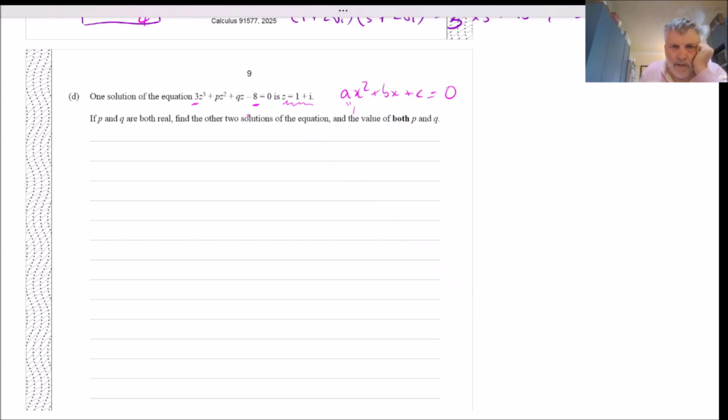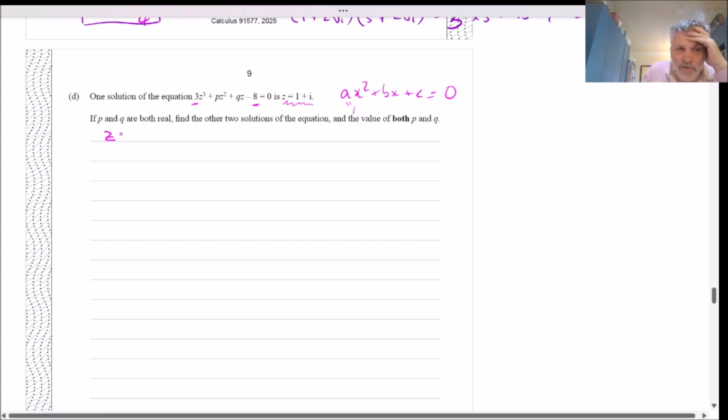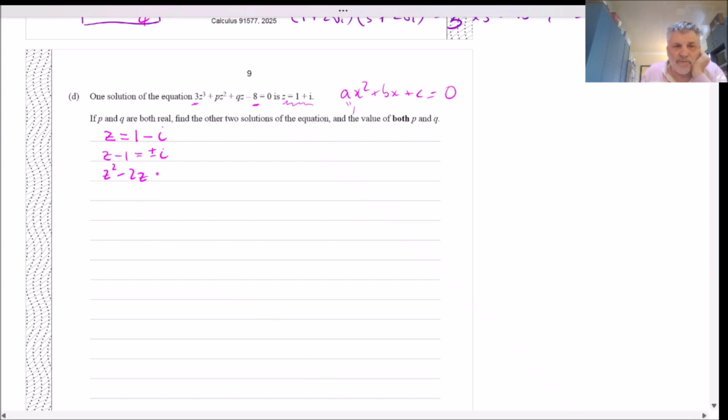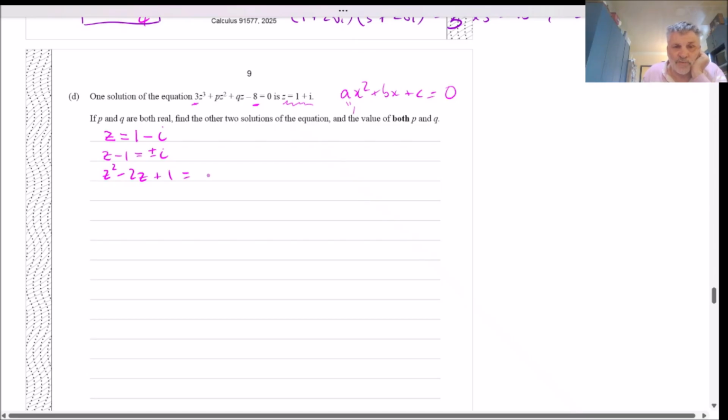Anyway, the procedure is pretty much the same, though, or at least the start of it. We've got one root. They always come in complex conjugate pairs, so we know that this is also a root. And that means z minus 1 equals plus or minus i is an equation that's satisfied by the roots. If we square that, we get z squared minus 2z plus 1 equals i squared, which is negative 1. So we get z squared minus 2z plus 2 equals 0. And this will be a factor.